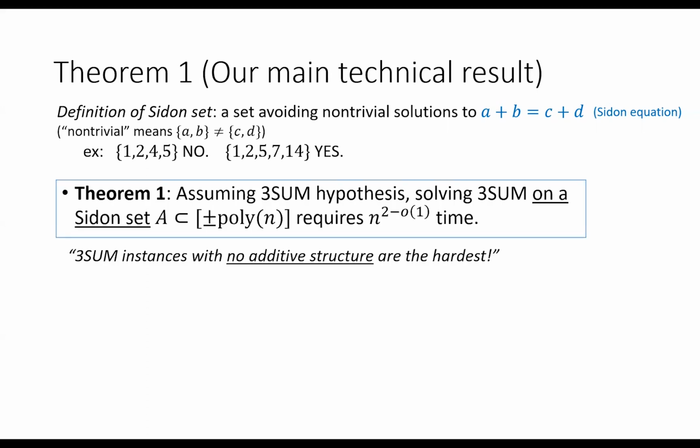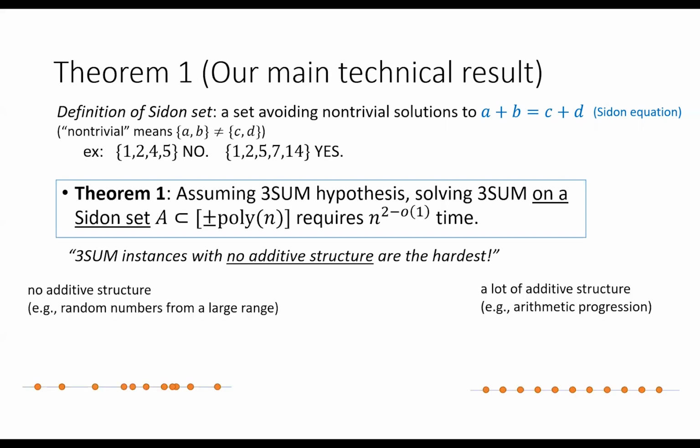Then our theorem 1 says that assuming the threesome hypothesis, solving threesome on the Seidel set already requires quadratic time. So the main message of this theorem is that threesome instances with no additive structure are the hardest. Here, additive structure is kind of an informal notion, and we can understand it by looking at these two extreme examples. Suppose we sample a bunch of random numbers from a large range, then we can say that this set of integers have no additive structure. They are pretty random. On the other extreme, suppose we have an arithmetic progression, then they are spaced apart at equal distance, and they contain a lot of additive structure.